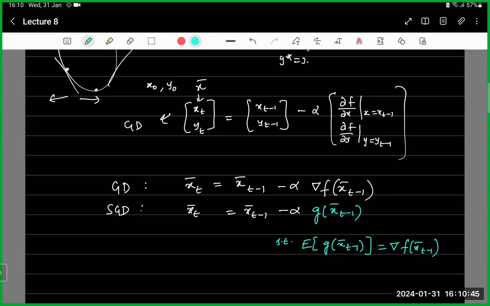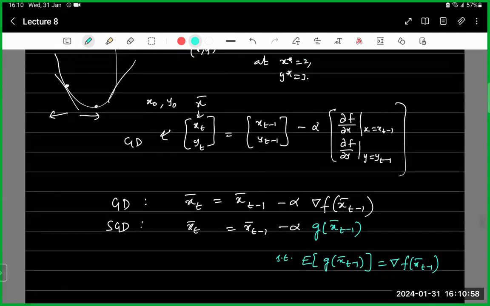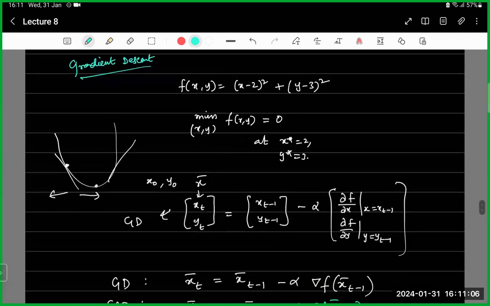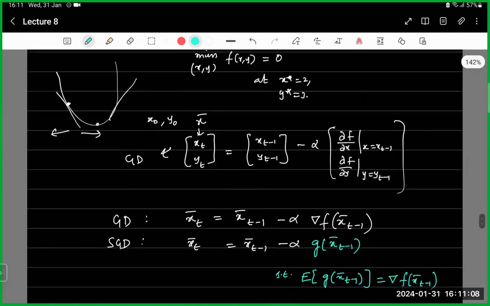Yeah, so if you know the function and we can calculate the gradient, whatever you want to maximize, if you know eta of theta, then you can use gradient descent. If you do not know eta of theta, what is the problem? We cannot compute the gradient. That is the only problem, right?